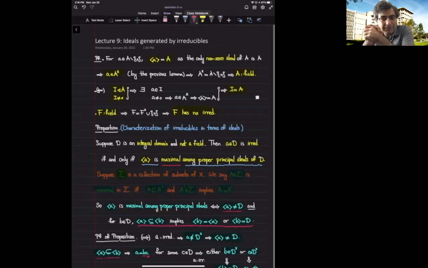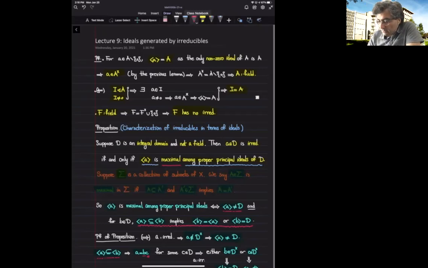You're fine. Now let's go from right to left. So I tell you that A is a field. I want to say that it has exactly two ideals. First of all, because it's a field, zero is not one, it's non-trivial. So we have at least two ideals. One of them is zero, the other one is the entire ring. Now let's pick a non-zero ideal. Let's call it I. Then this non-zero ideal has an element which is not zero, A.